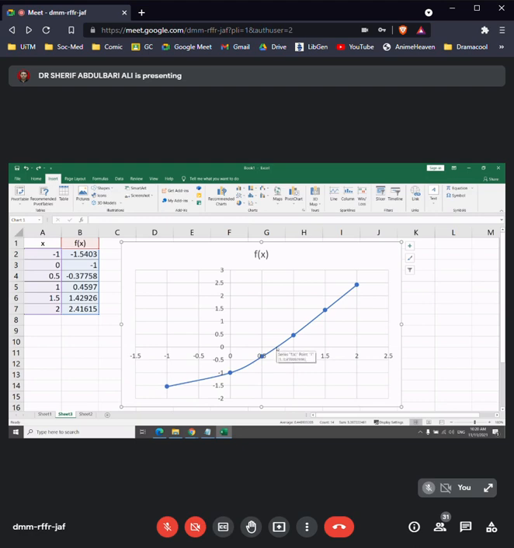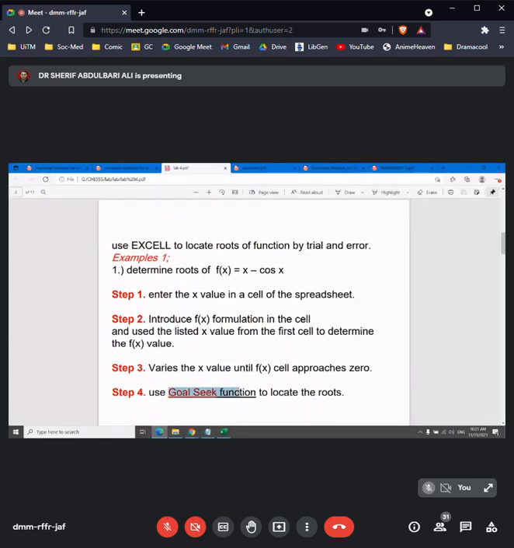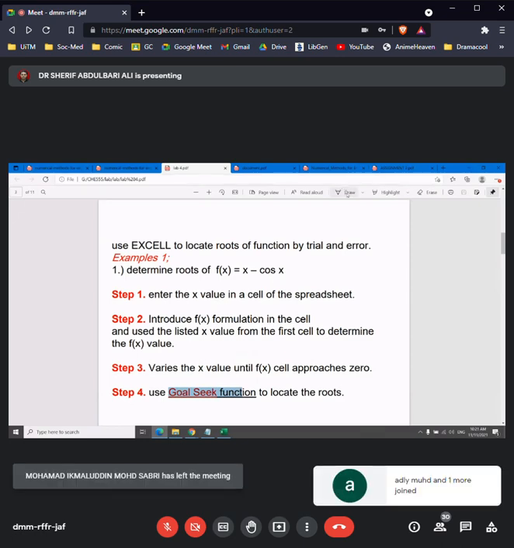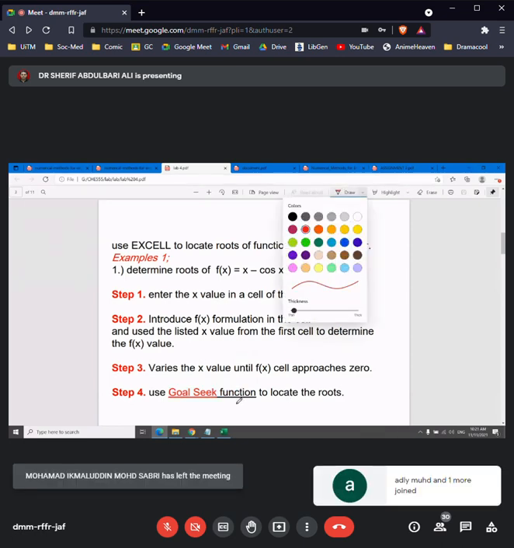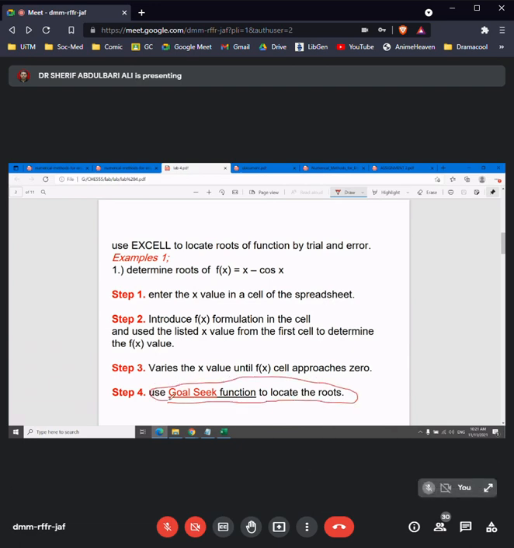But actually, what is this value? Is it 0.6? Is it 0.7, 0.8? Nobody knows. It's not clear. For Microsoft Excel, there is a function that we can use. We call it the goal seek function. The goal seek function will help us to find the exact value, the true value. So this is what we are going to use today to get the roots of the equations.